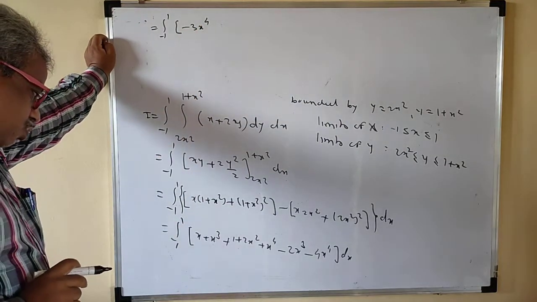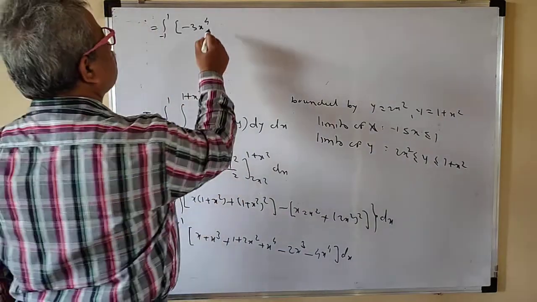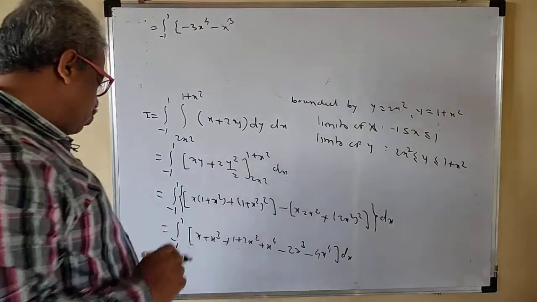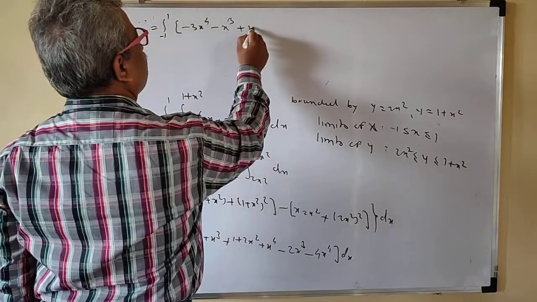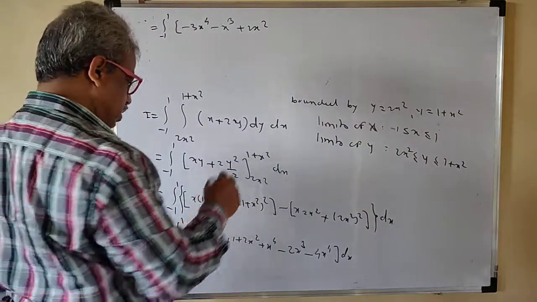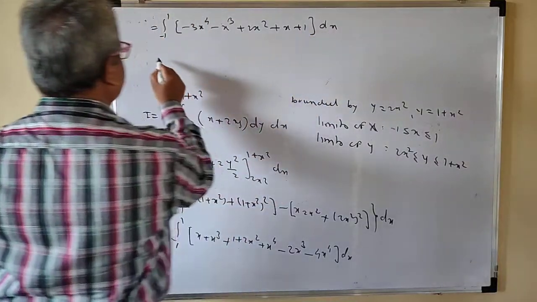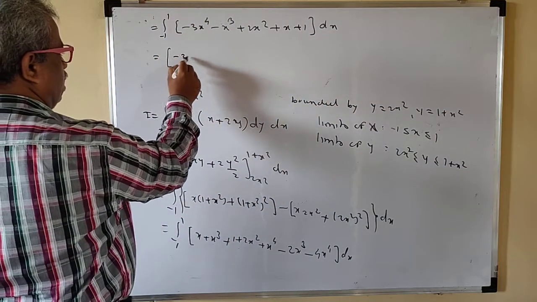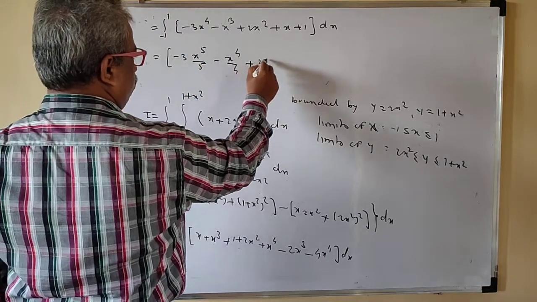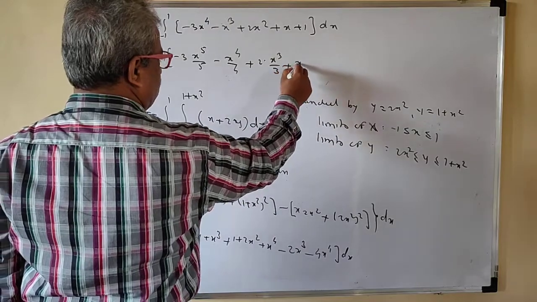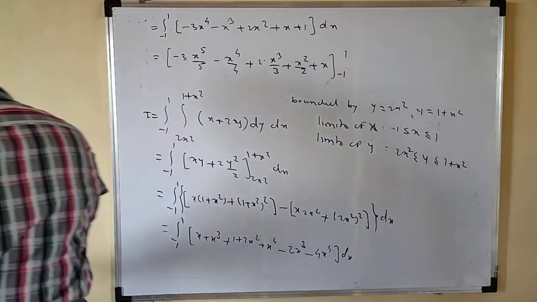Now the lower power is x cube. This is x cube and this is minus 2x cube, so this is minus x cube. Then x square: yes, this is 2x square. Is there x? Yes, so plus x plus 1, dx. We will integrate this now: minus 3x raised to 5 upon 5, minus x raised to 4 upon 4, plus 2x cube upon 3, plus x square upon 2, plus x, from minus 1 to 1.